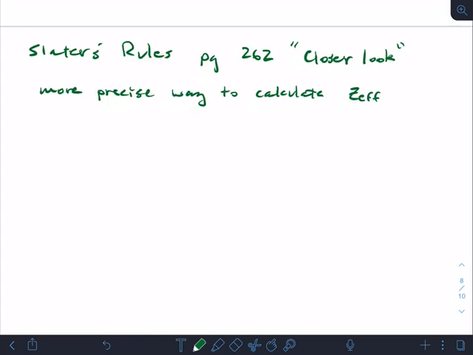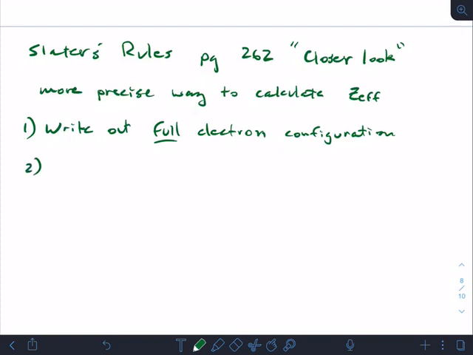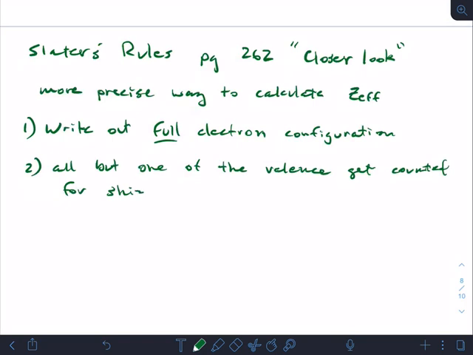And the idea behind Slater's Rules is that it takes into account that not all of the electrons between the valence and the nucleus have the same level of shielding. They're not all protecting the same amount, right? And in fact, even some of the electrons in the valence shell provide a small amount of shielding. Okay, so it takes into account all that sort of stuff. So the way you deal with doing things with Slater's Rules, the first thing you want is to write out the full electron configuration, not the noble gas version. We want the full electron configuration, and this will become clear here in a second. Okay. So the next thing to know is that all but one of the valence electrons get counted for shielding.